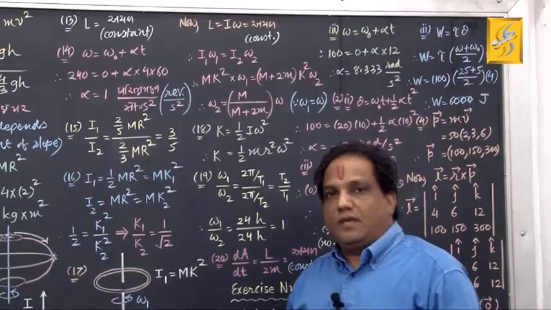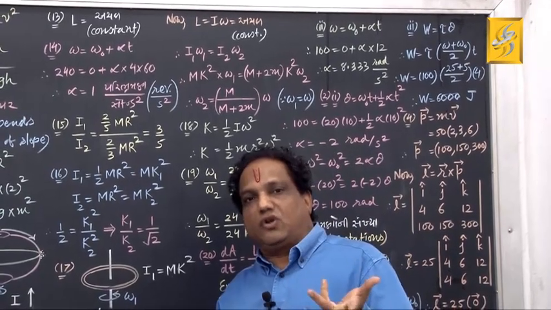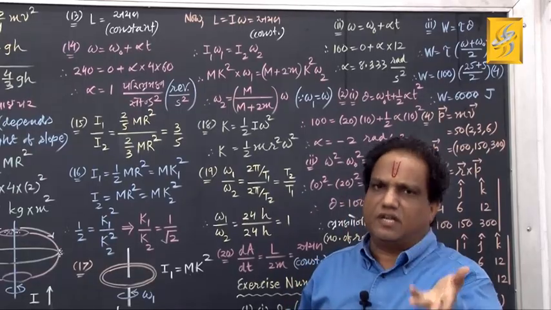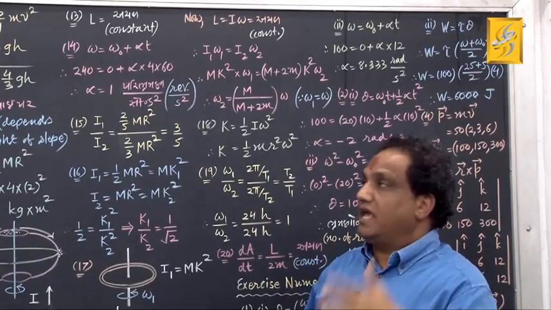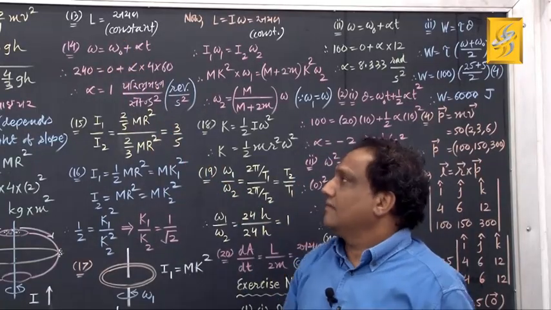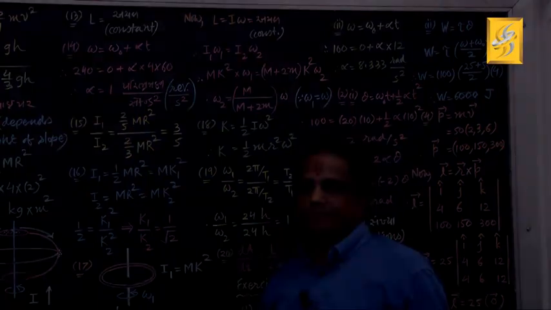Because the resultant external torque exerted on a system is 0, as given in the statement. Whenever the resultant external torque is 0, the total angular momentum of that system would remain constant. Correct? Fine. Read number 14 now.